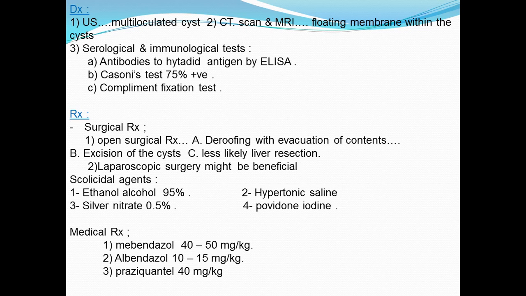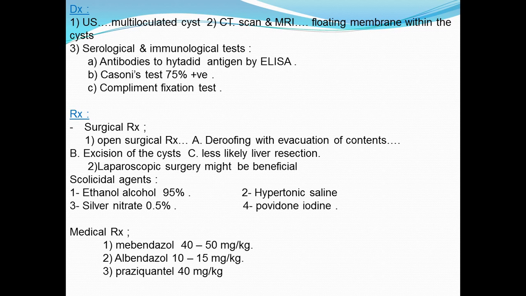Treatment of hydatid cyst: A. Surgical treatment by either open surgical treatment: A. De-roofing with evacuation of content, B. Excision of the cyst, C. Less likely liver resection, or 2. Laparoscopic surgery, which might be beneficial.